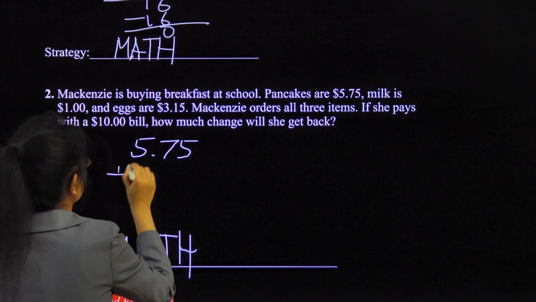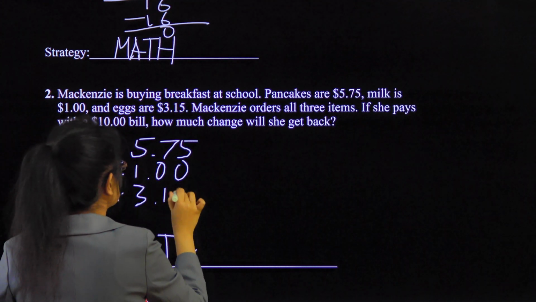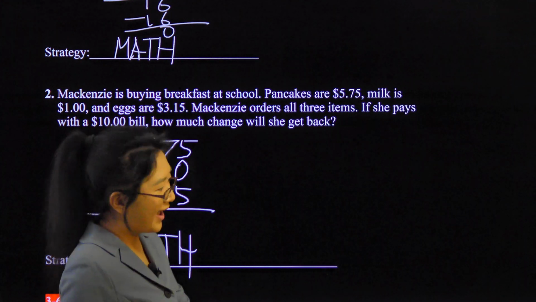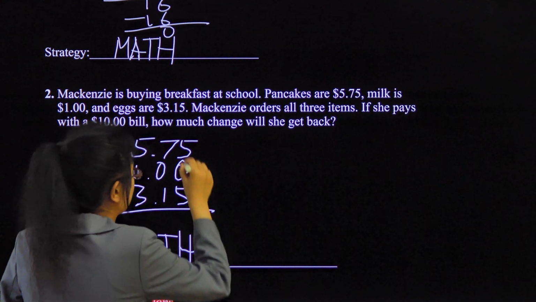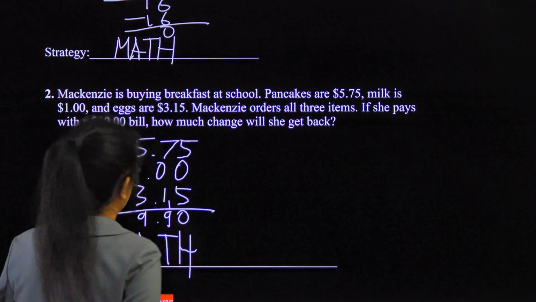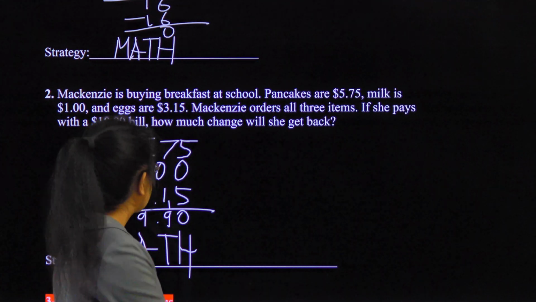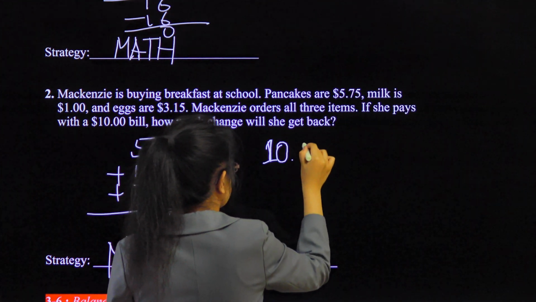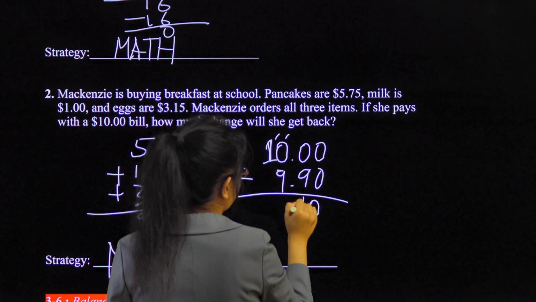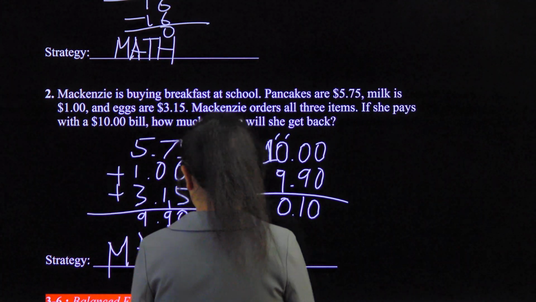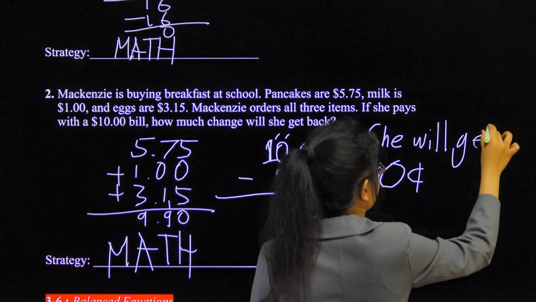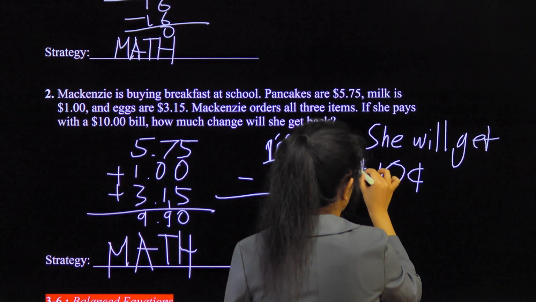Pancakes plus milk plus eggs is equal to the total cost. Assuming that the school doesn't add taxes or the taxes are already added, it is the total cost. And then you add it up and you get $9.90. If she pays with a $10 bill, then she will end up getting back 10 cents.